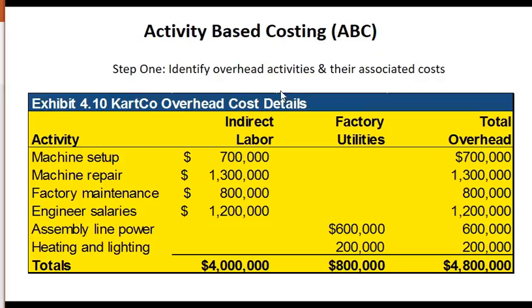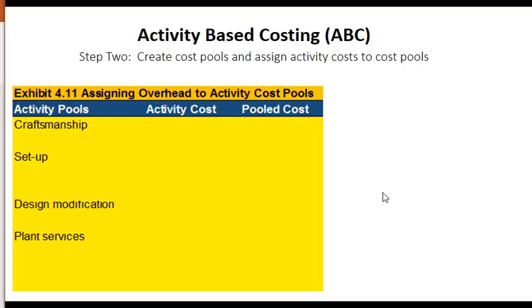We've basically identified all our overhead activities and their associated costs. So now what we're going to do is create cost pools and assign activity costs to each of the cost pools. In this case, this company has decided to establish 4 major cost pools: craftsmanship, setup, design modification, and plant services.